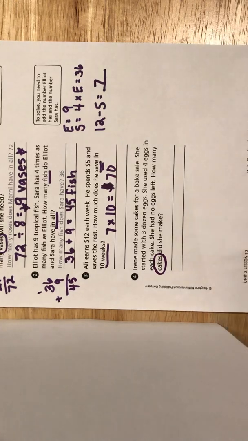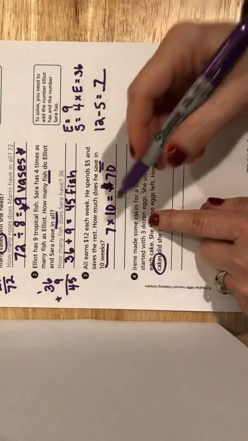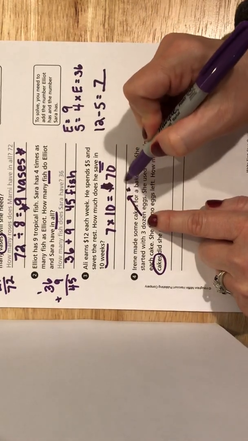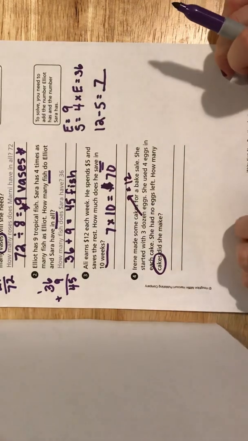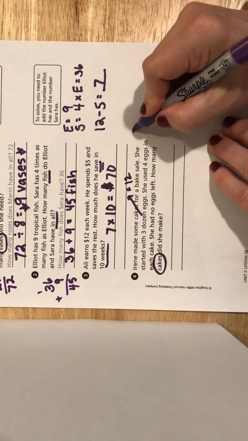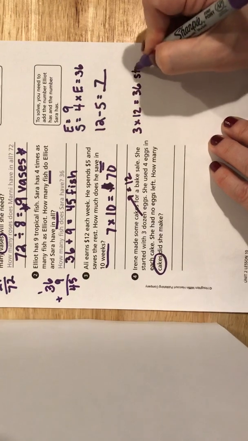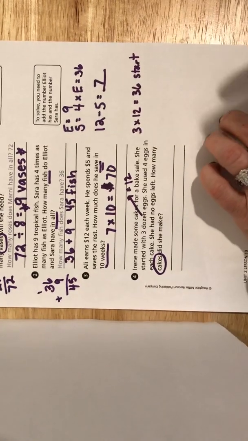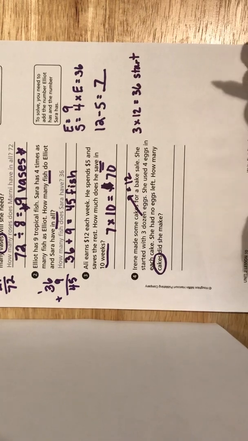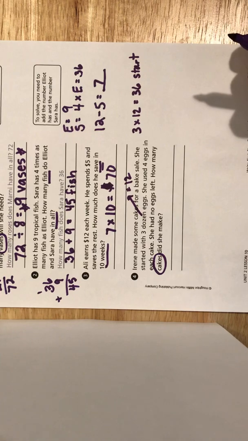So, the first thing you have to know is, how much is a dozen? We've talked about that. A dozen equals 12. So she started with 3 dozen eggs. So 3 times 12 is 36 to start with. So let's keep that straight. She used 4 eggs in each cake. How many cakes did she make?